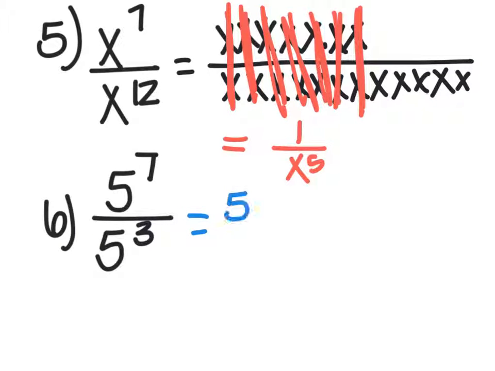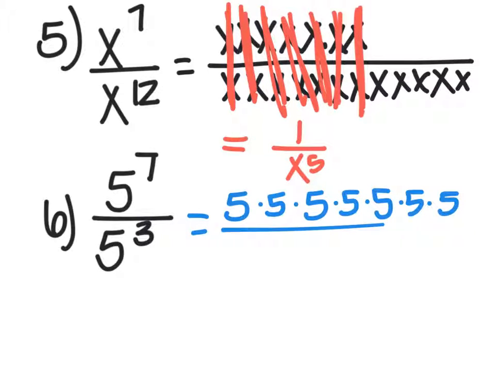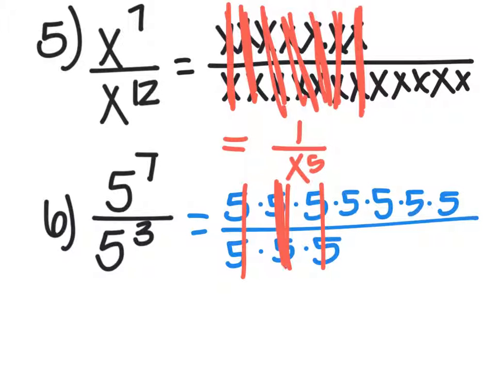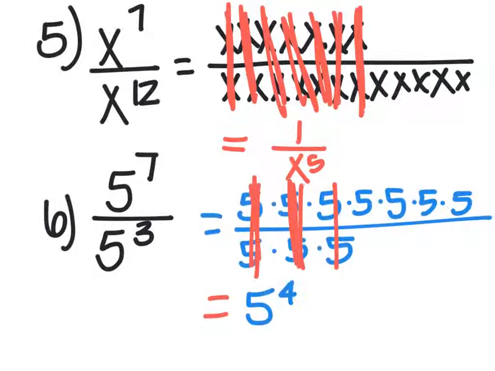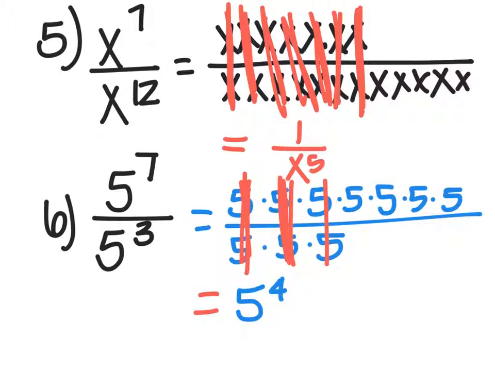Problem 6, I have 7 5s on top. So 1, 2, 3, 4, 5, 6, 7. And then I have 3 5s on bottom. Oops, that should be a 5. And again, if I have the same thing on top and bottom, they cancel each other out. And I am left with 1, 2, 3, 4 5s on top. So this is going to be 5 to the 4th. And 5 to the 4th means I'm multiplying 5 times 5 times 5 times 5, which is going to give me 625.